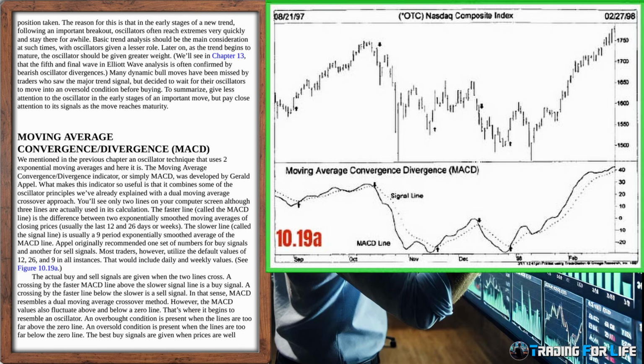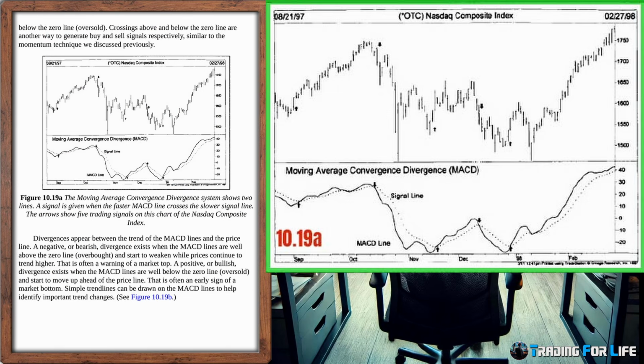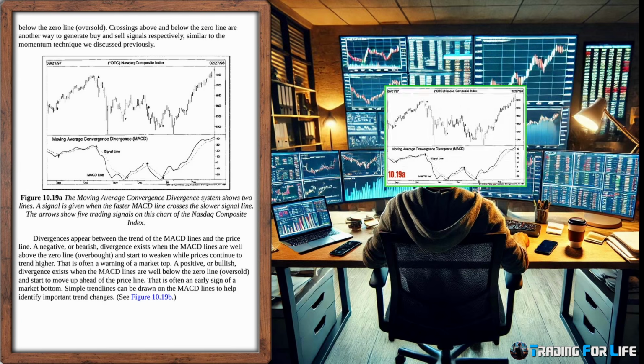An overbought condition is present when the lines are too far above the zero line. An oversold condition is present when the lines are too far below the zero line. The best buy signals are given when prices are well below the zero line, oversold. Crossings above and below the zero line are another way to generate buy and sell signals respectively, similar to the momentum technique we discussed previously.